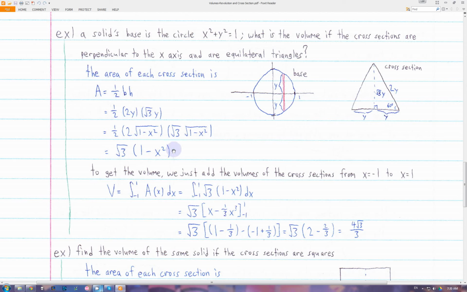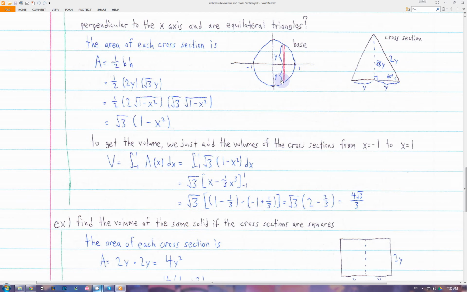Now we have the formula for the area of each cross-section. All we have to do is integrate it from -1 to 1 with respect to x. If we integrate, we get 4 square root 3 over 3 as the volume of this solid that we get from putting equilateral triangles on this circle.